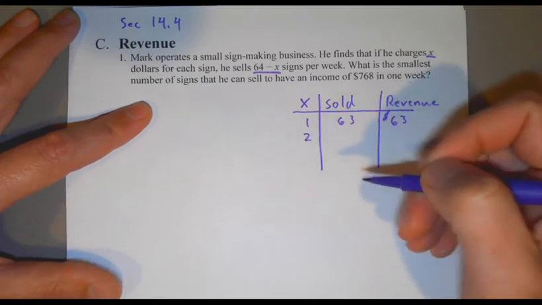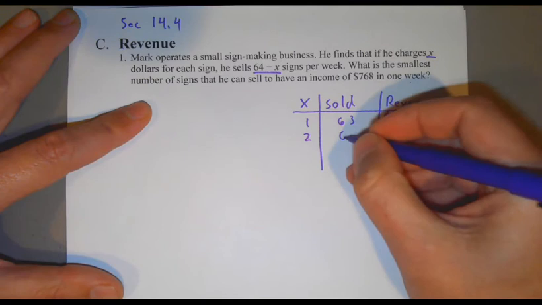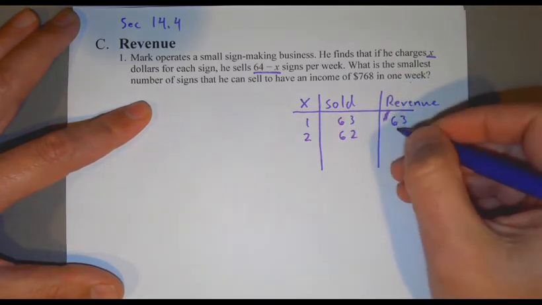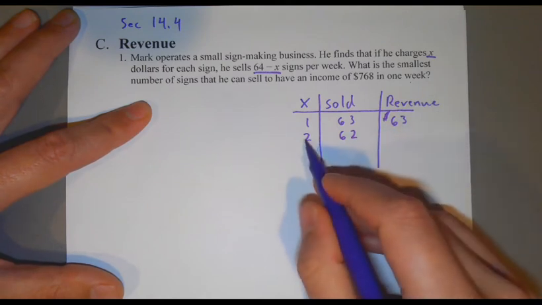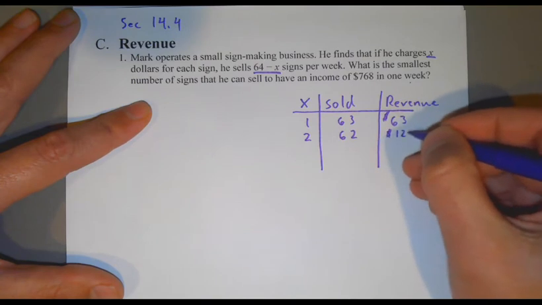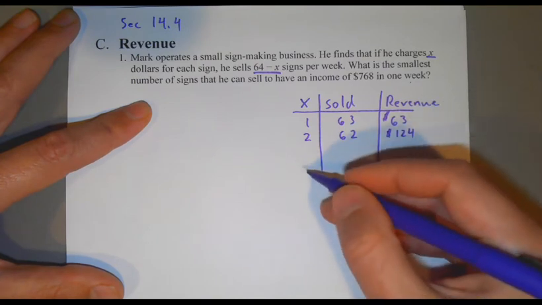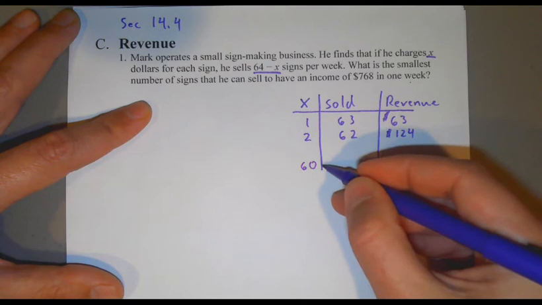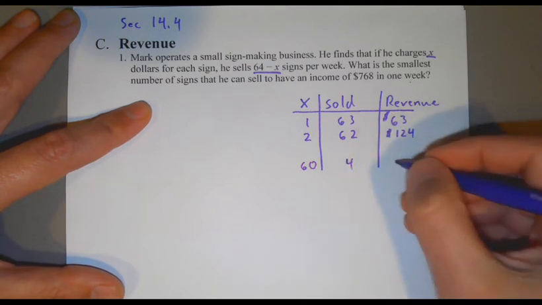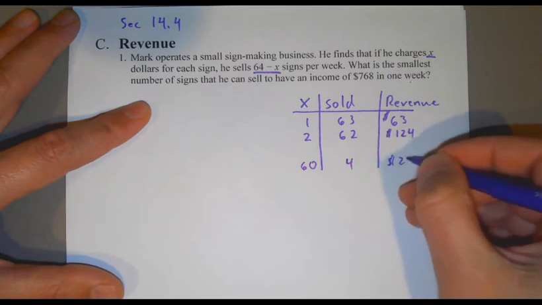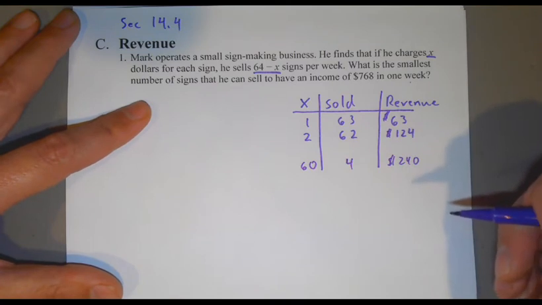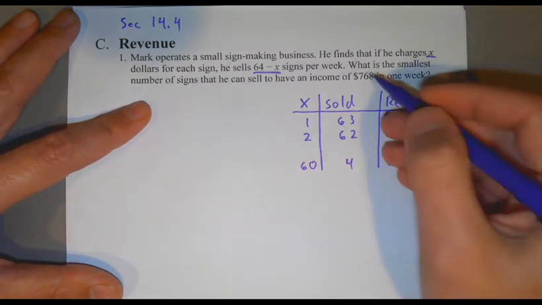If you sell them for $2, you aren't going to sell as many. You'd sell 62. How much money would you make? You'd make a lot more money because each one's selling for $2 now. 2 times 62 would be $124. And I think I also looked at what if we sold it for 60 bucks? You're not going to sell very many. You're only going to sell 4. How much money would you make? You'd make 240 bucks. So far 60 is the best of these three options, but I think we're going to get a lot more money if we sell it somewhere in the middle.